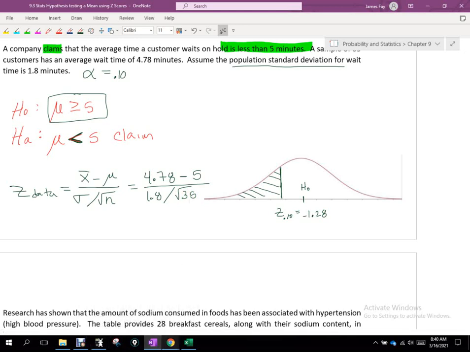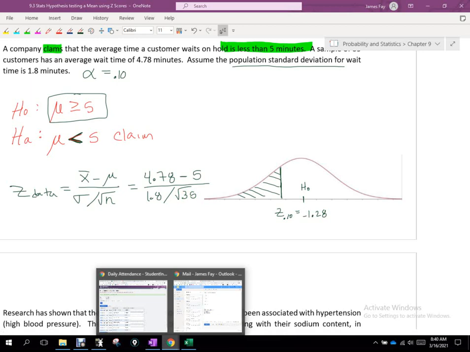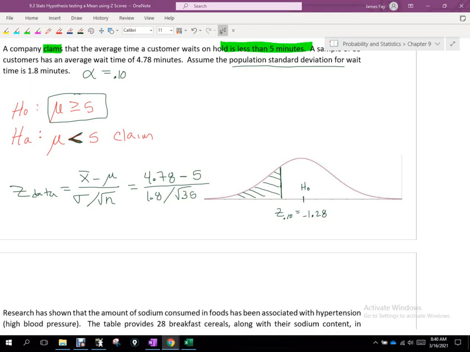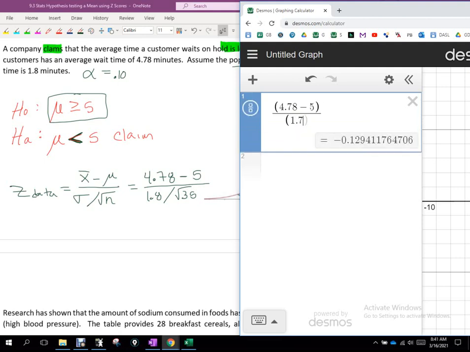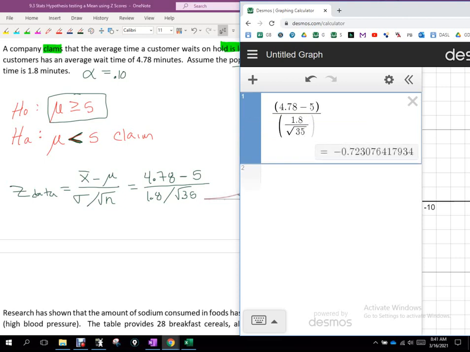Let's see here. We'll run through that real quick on Desmos. 4.78 minus 5. So negative 0.72. Negative 0.72.